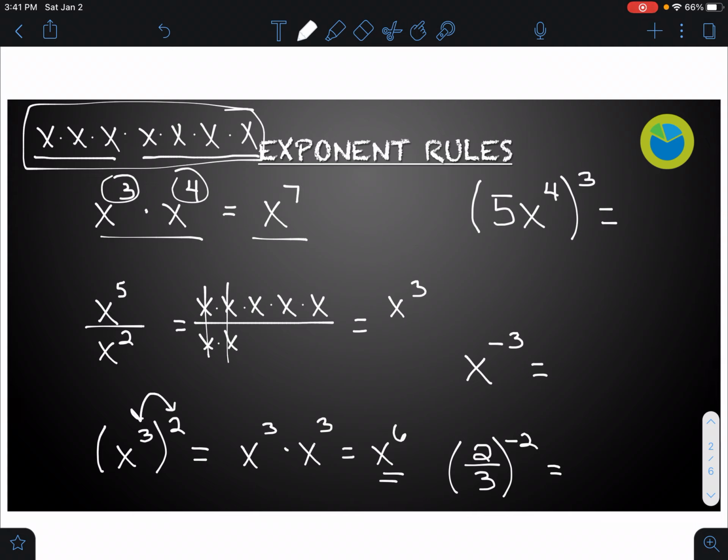Okay, a couple of other ones. So this is still the power of a power property, except a lot of people forget that this 5 is still being taken to the third power as well. So if you see multiple things in here, don't forget all this power of 3 goes on all of those. So this would really be this here, which would give me 125 x to the 12th.